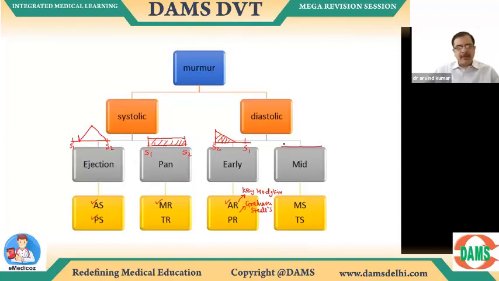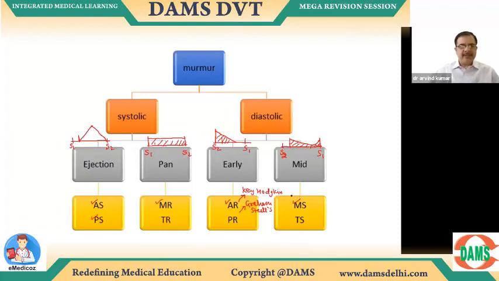A mid-diastolic murmur occupies the mid-diastole like this. This is the opening of the AV valve and this is S1. So this starts after the opening of the AV valve, shows a slight decreasing trend, and just before systole, an increasing trend, pre-systolic accentuation. So this will be the morphology of a mid-diastolic murmur. Two valvular defects will be there: mitral stenosis and tricuspid stenosis.